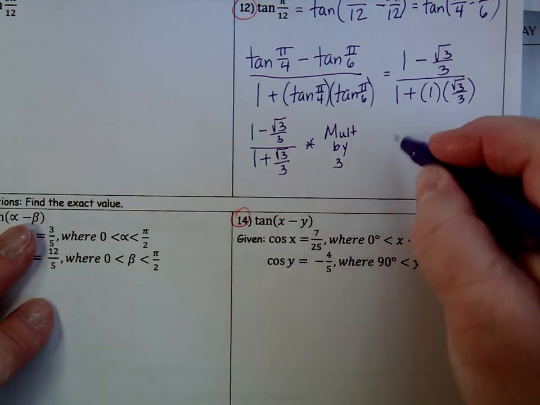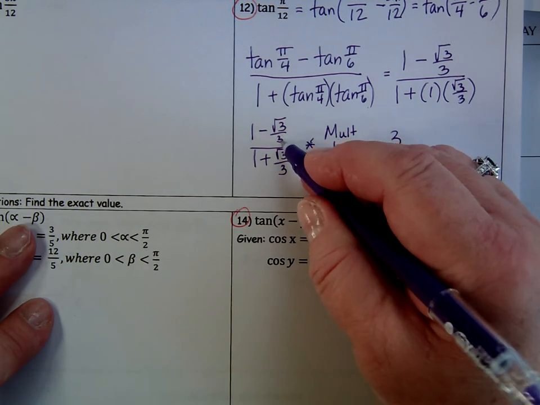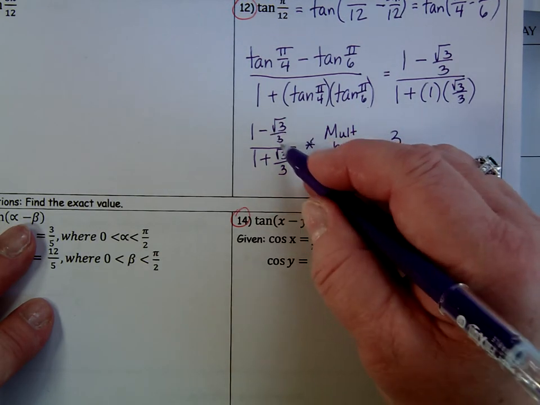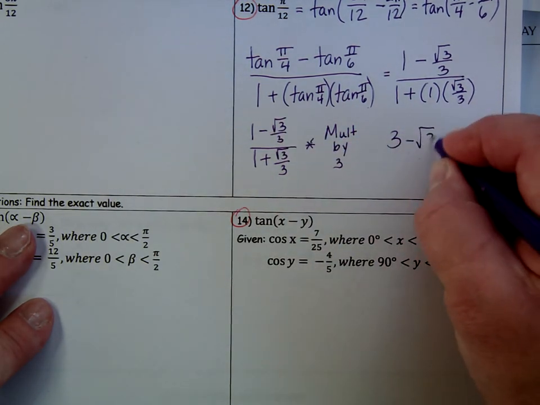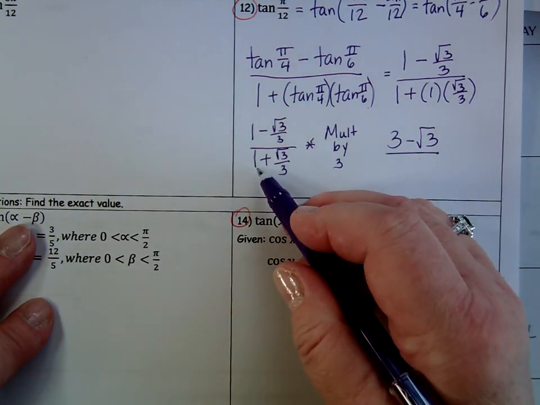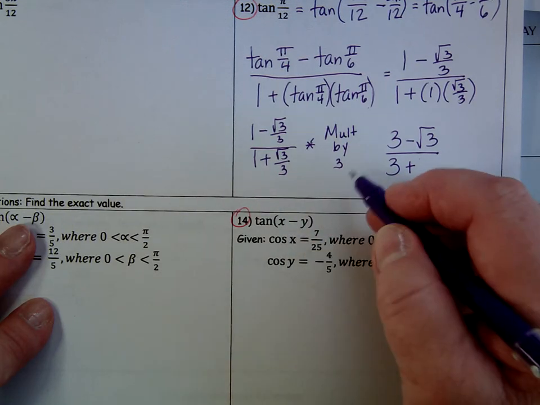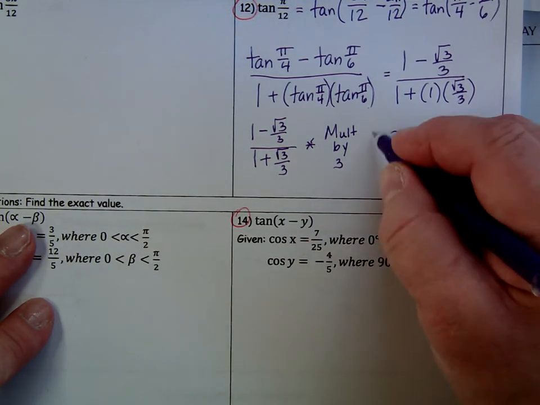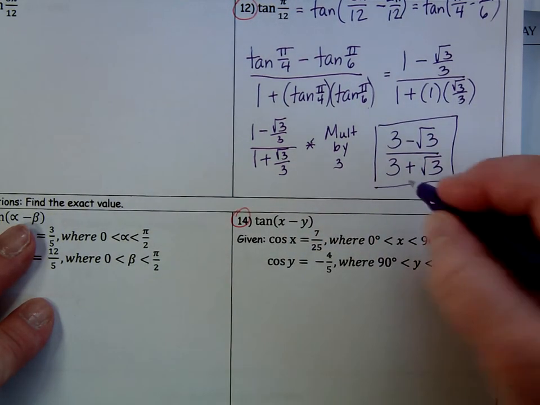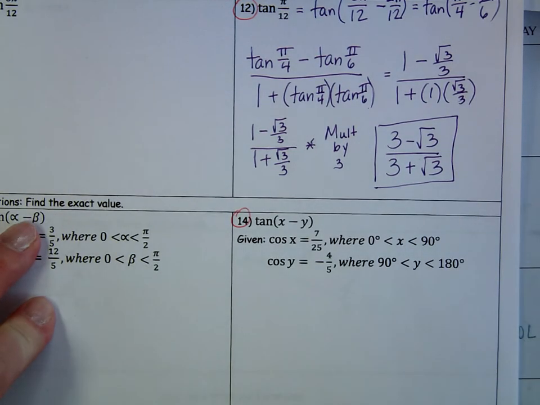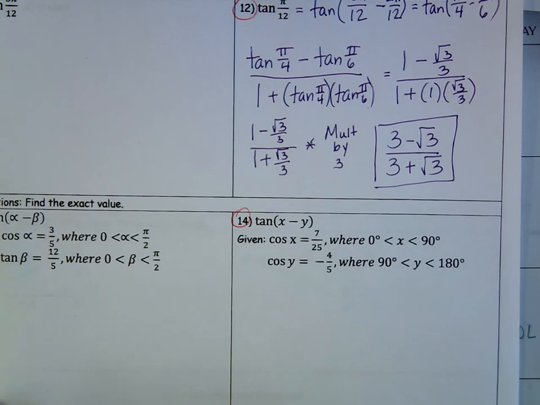3 times 1 is 3. This square root of 3 over 3, the 3 on the bottom would cancel, so I get minus the square root of 3 on the top. This one, same thing happens. 1 times 3 is 3, plus square root of 3 over 3 times 3 is just the square root of 3. We're going to leave this as our answer. Even though I have a radical in the bottom, we're going to be rebels and call that an answer, and it's good. All right, 14 is the next one.